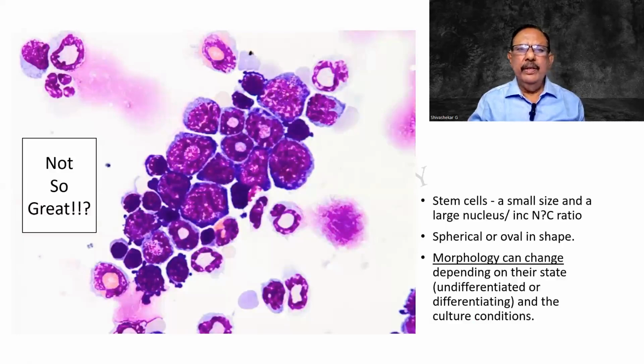So this is our friend, the stem cell. Looking at it, it is like any other thing. It is a round cell, slightly large, with a large nucleus, increased NC ratio, and an opened out chromatin. Beyond that, there is nothing much. It is not like a megakaryocyte. So it is difficult to identify in the marrow or in the peripheral blood. The stem cells, as per the description that I have given, are small in size with a large nucleus, spherical or oval. Sometimes the morphology can change depending on the state, whether it is undifferentiated or differentiated, and on the culture conditions.